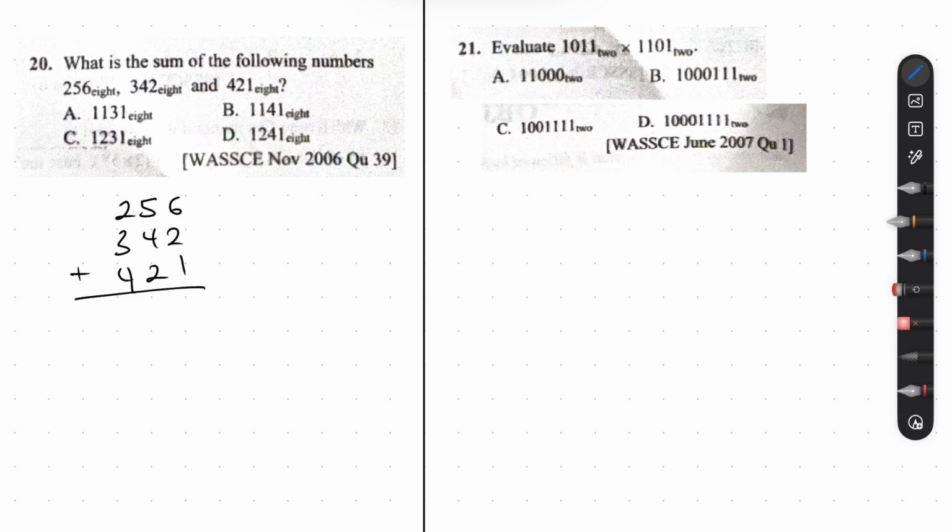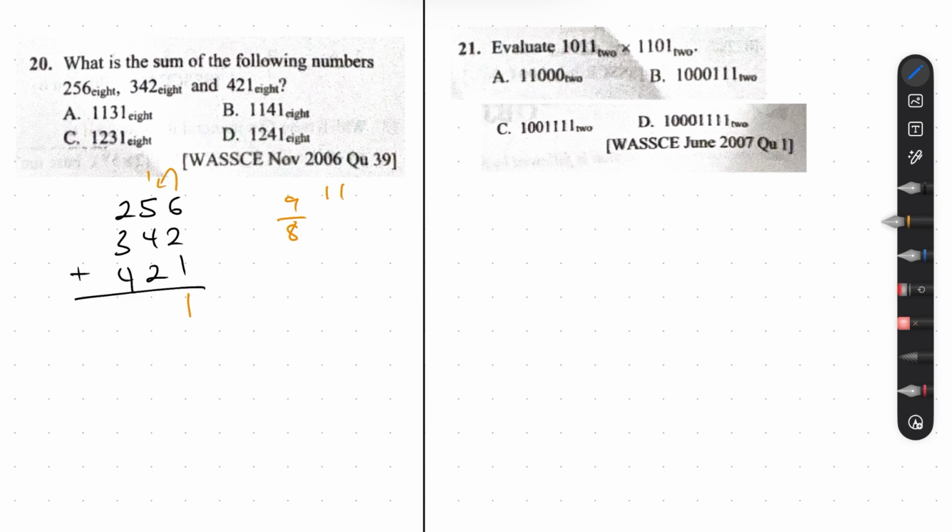9 in base 8 is what? 9 in base 8 is equal to 1 remainder 1, which is 11. So this 1 will come here. We write that, so write 1 here. Then remember this 1 right here. We say that 1 will come here, carry 1.